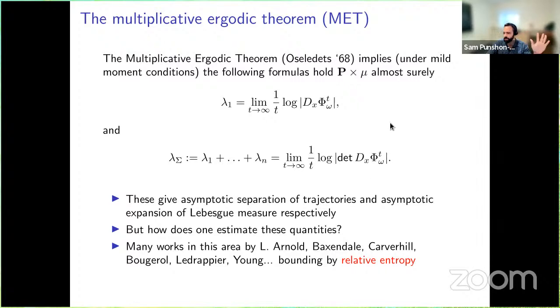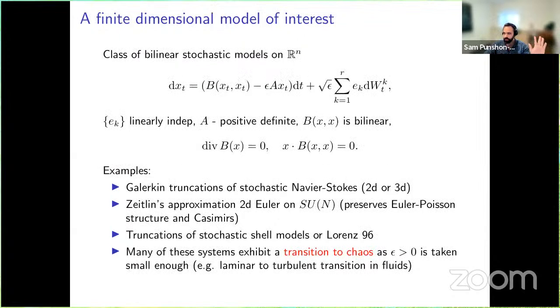There are many works that relate Lyapunov exponents to properties of diffusions. Just to name a few people: many works in random dynamics by Ludwig Arnold, Baxendale, Harver-Hill, Bougerol, Le Jan, Ledrappier, Lai-Sang Young, and many other people. What I'm going to focus on here is a subclass of models that look somewhat like the Navier-Stokes equations, but are finite dimensional, though of arbitrarily high dimension.